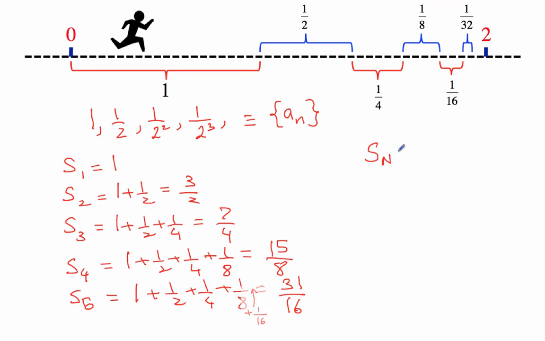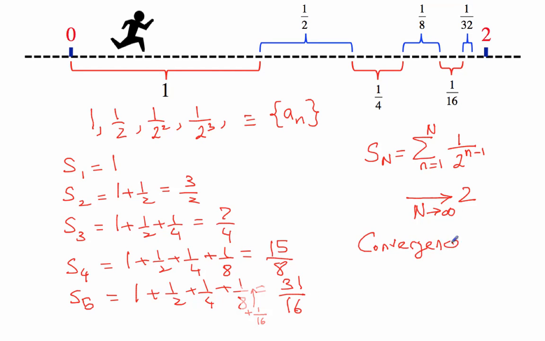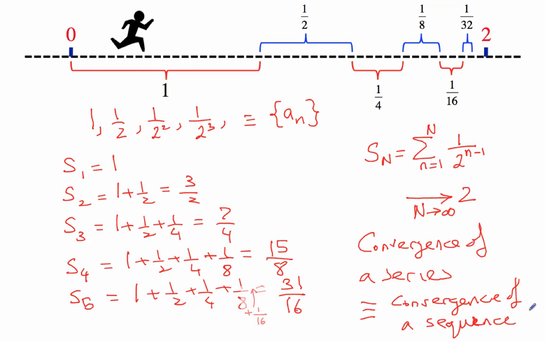So Sn, which is the sum from n equals 1 up till N of An, where An over here is 1 over 2 to the power n minus 1, is getting closer and closer to 2. But this is as n tends to infinity. However, we have not proved this. It is only suggestive because, yes, 31 over 16 is very close to 32 over 16, which is 2. But already we are seeing that the convergence of a series is no different from the convergence of a sequence. Because a series like this actually forms a sequence.